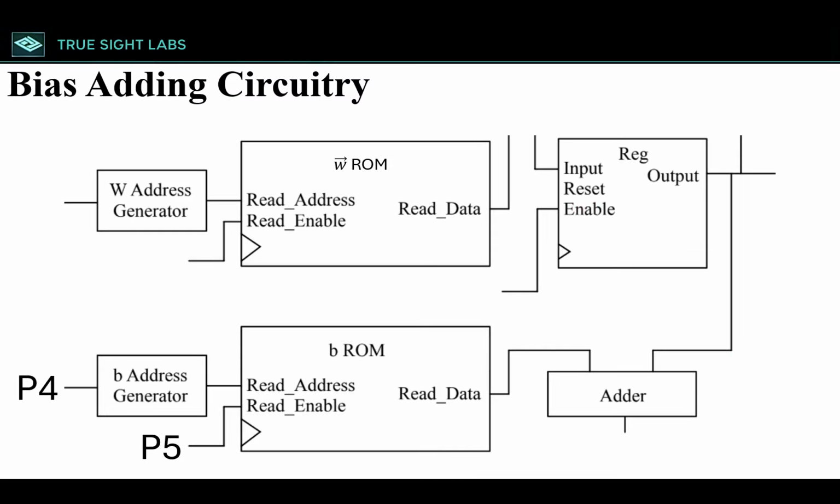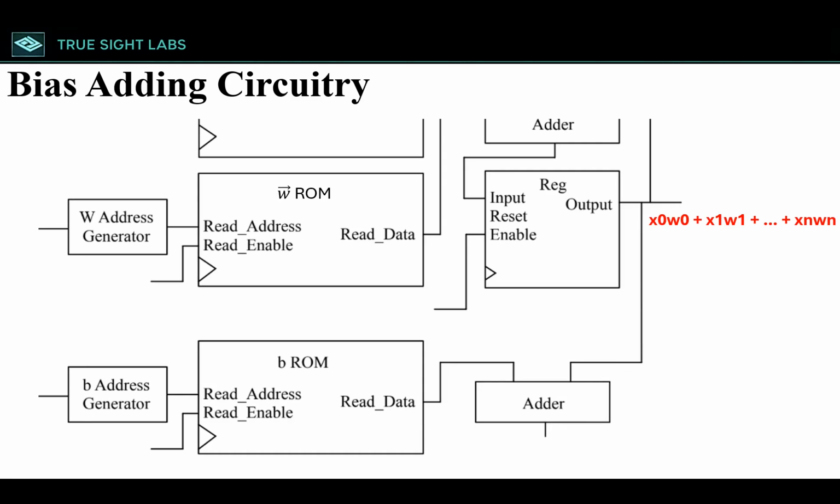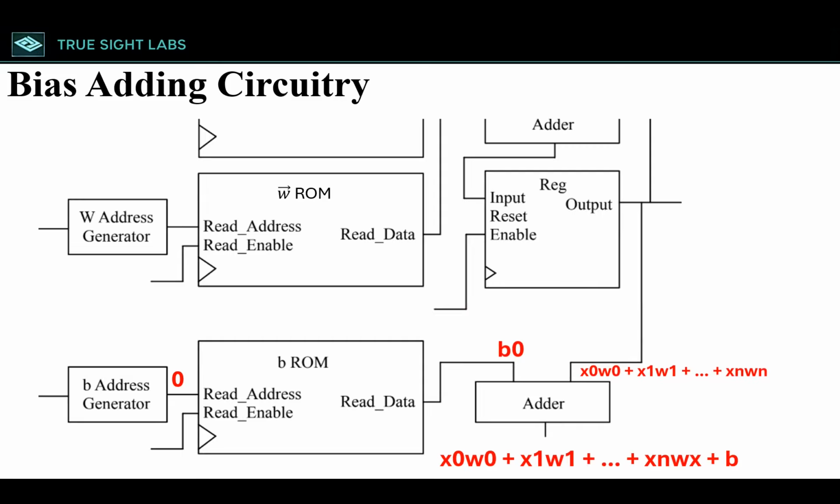Once the dot product is stored in the accumulation register, we move on to the bias. The portion of the circuitry that is driven by P4 and P5 is what adds the bias. We pulse P4 to select the bias address. In our case, it always points to address 0. Then we pulse P5, which makes the bias ROM output the bias value stored in address 0. At that point, the adder combines the stored dot product with the bias, and that gives us the final Neuron output.